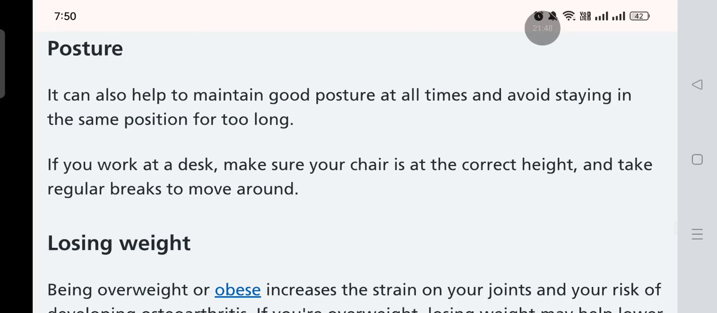Posture. It can also help to maintain good posture at all times and avoid staying in the same position for too long. If you work at a desk, make sure your chair is at the correct height and take regular breaks to move around.